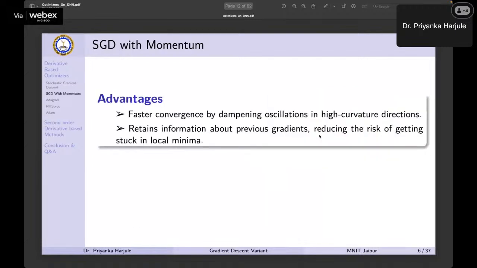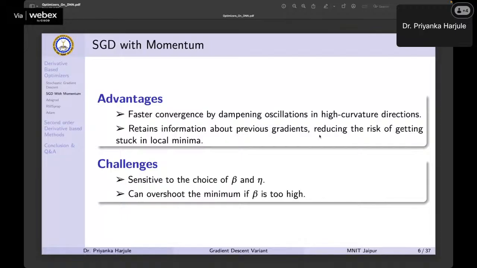SGD is basically preferred for problems where simplicity and minimal computation matter, whereas SGD with momentum will perform better in the complex landscapes where convergence speed and stability matter.